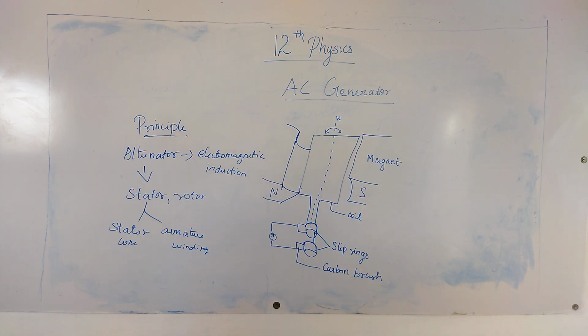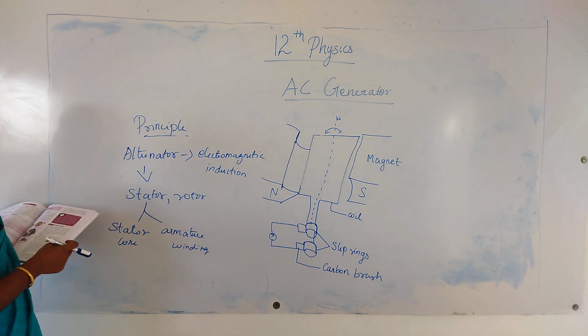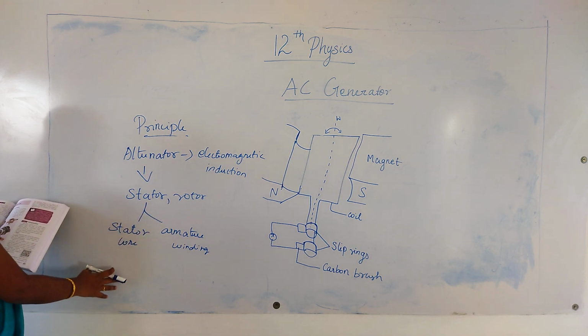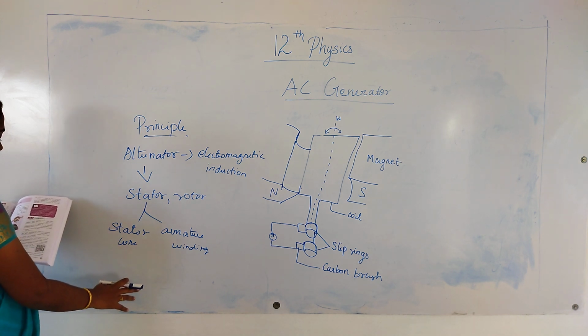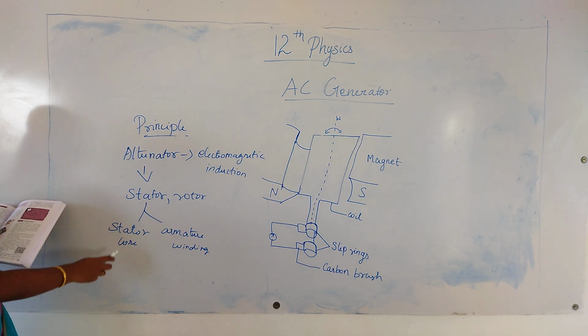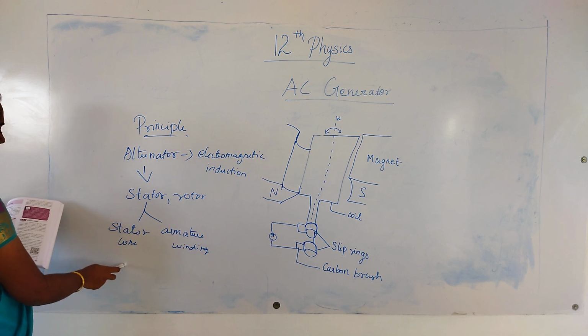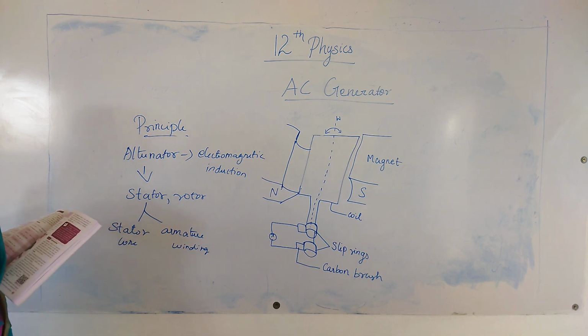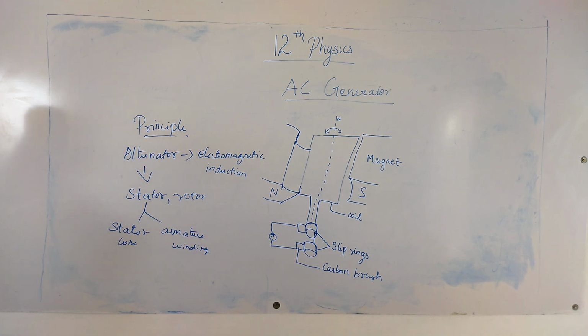Then we see about the rotor. In the stator, what are the things present inside? The stator is a stationary part which has the armature winding mounted in it. It has two components: stator core and armature winding. It is a hollow cylindrical shaped structure made up of steel or iron alloy.